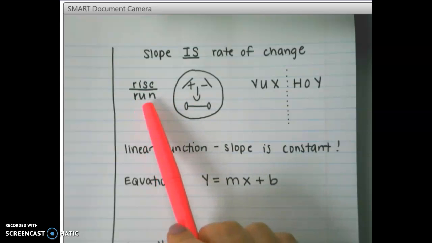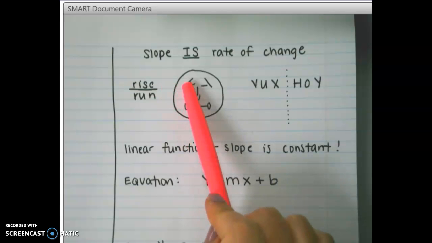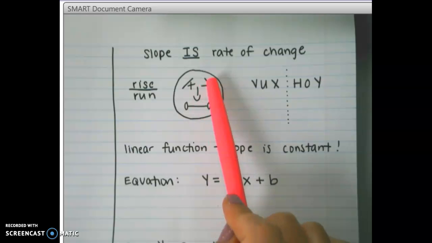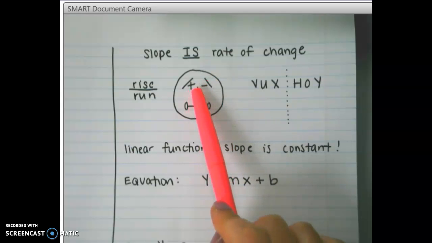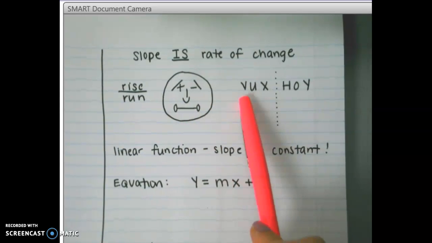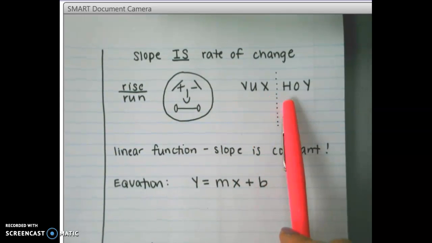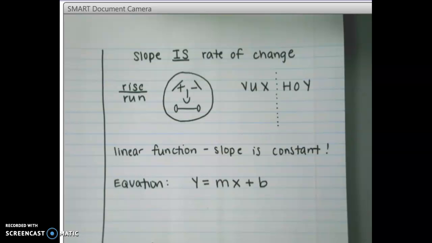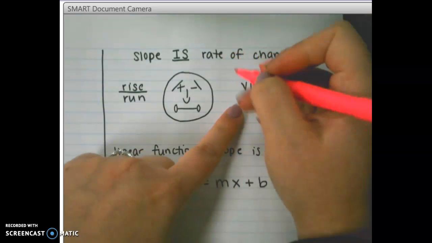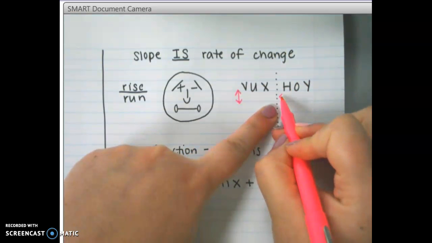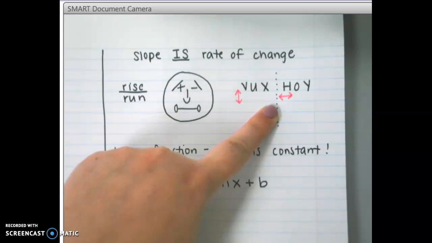So if you're going up and over, your graph should look like a positive slope. If you're going down and over, your graph will have a negative slope. A vertical line has a slope that is undefined, and a horizontal line has a slope of 0. And so this little saying is what I use to help remember what the equation of a vertical line and what the equation of a horizontal line is going to look like. So the V stands for a vertical line. The H stands for a horizontal line.